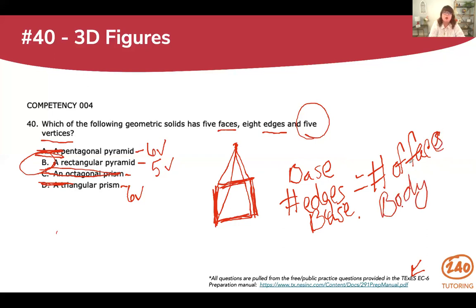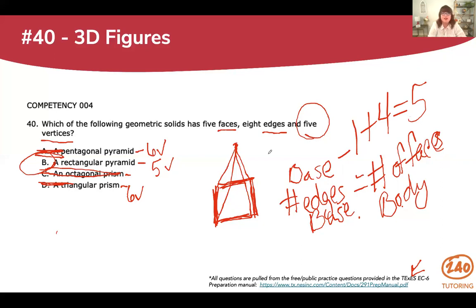But now you only have one base to count. So the base gives me 1, and in this instance, there are 4 edges on the bottom, so there are going to be 4 faces in the body. I have 4 faces here. So that makes it much easier to count.